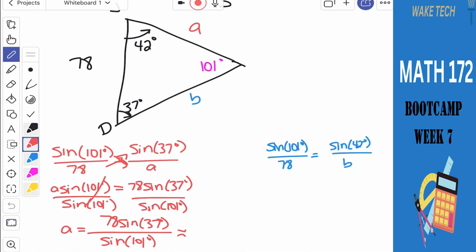We get about 47.82, and the unit for this one is feet. So that, I'm at least content with the answer. Again, across from 37, we should have a smaller value than across from 101. 101 was 78, so whatever's across from 37 has to be smaller than that.